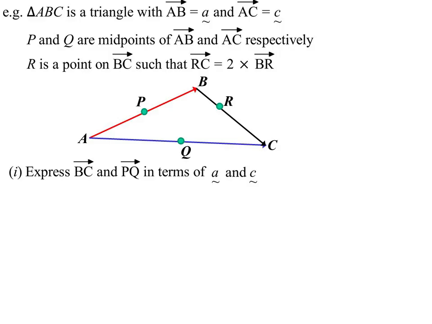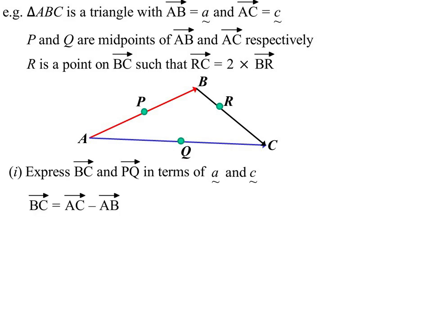Let's have a look at this little question. So ABC, triangle, and then they've defined some of the things for us. So AB we're going to call the vector A, AC the vector C, P and Q are midpoints of those, and R is there, but what we know about it is the vector RC will be twice the length of the vector BR. First thing they want us to do. Well, what's BC and PQ, but just in terms of this A and C.